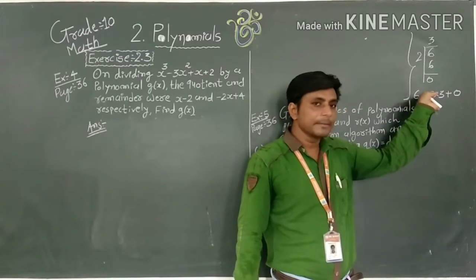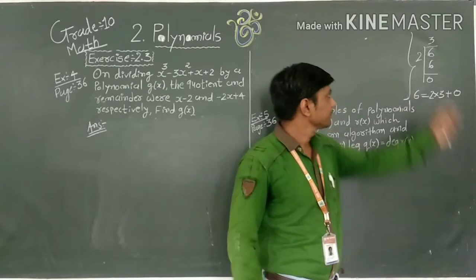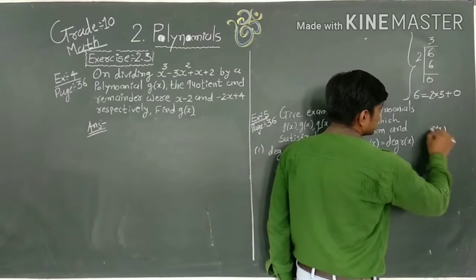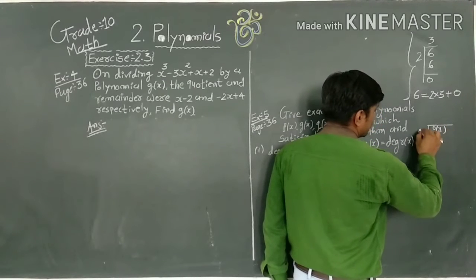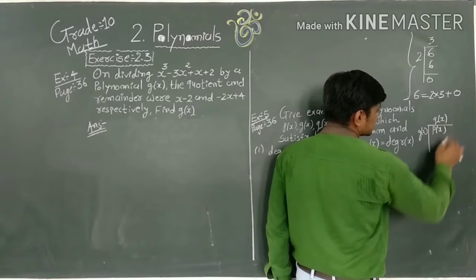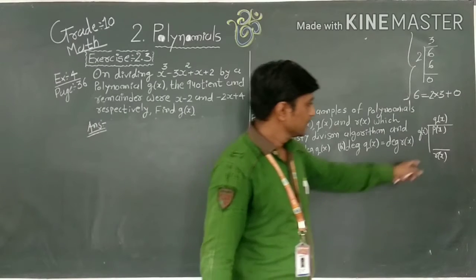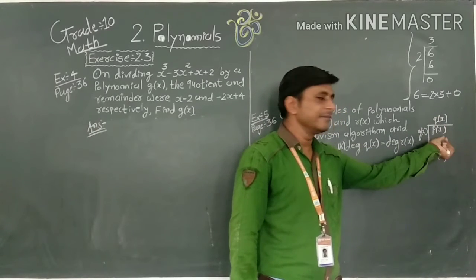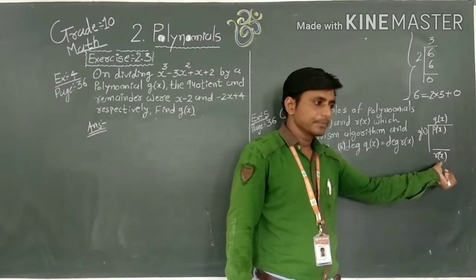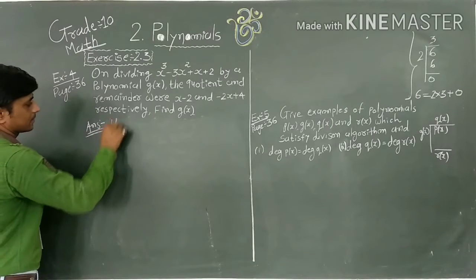here. There we use numbers, but here we use polynomials. Okay, we know that p(x) is the dividend, g(x) is the divisor, q(x) is the quotient and r(x) is the remainder. This is the relation between dividend, divisor, quotient and remainder.